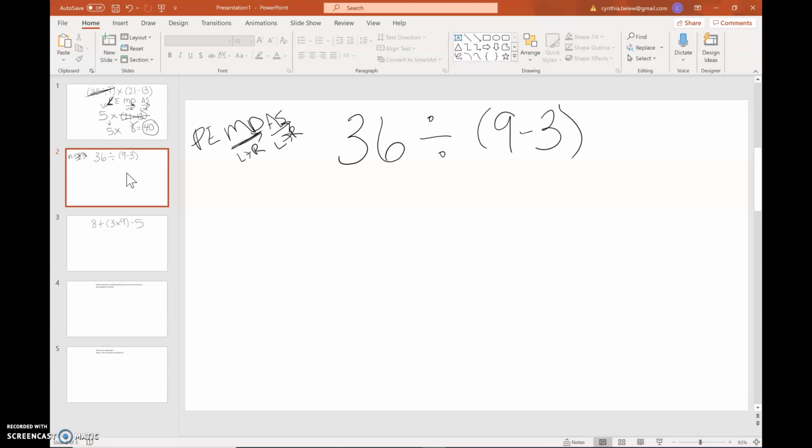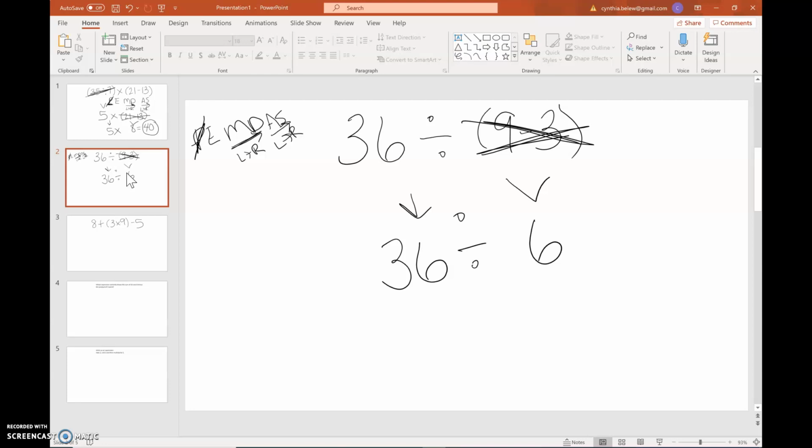Oh, I do have parentheses. I have to solve that first. So I'm going to solve that. 9 minus 3 is 6. No longer have parentheses, so I bring this down. 36 divided by 6. The only thing I have left is division, so I can solve that. 36 divided by 6 is 6. That would be the answer. Again, remind your child to use the order correctly and to write it down every single time.